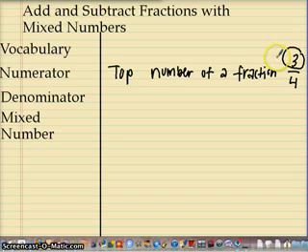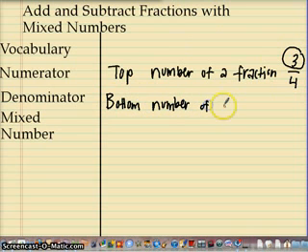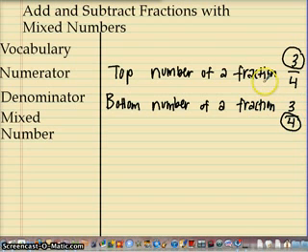The opposite of a numerator is a denominator. So the denominator would be the bottom number of a fraction. Working with the same fraction, 3/4, I know that my bottom number is 4, so 4 is my denominator.